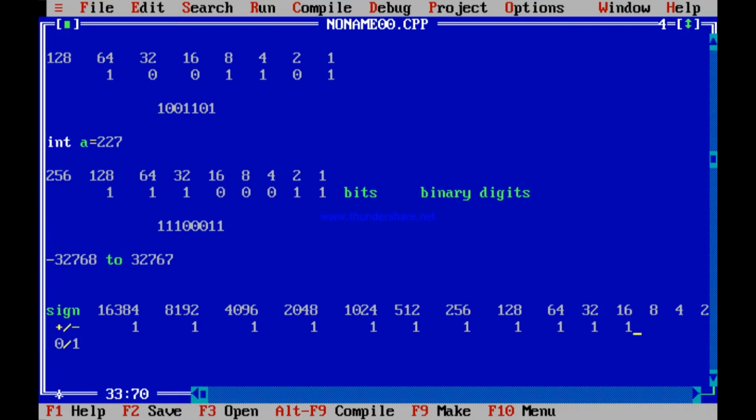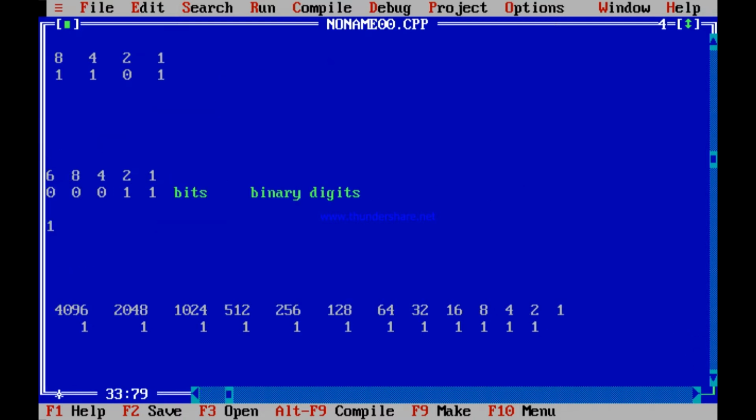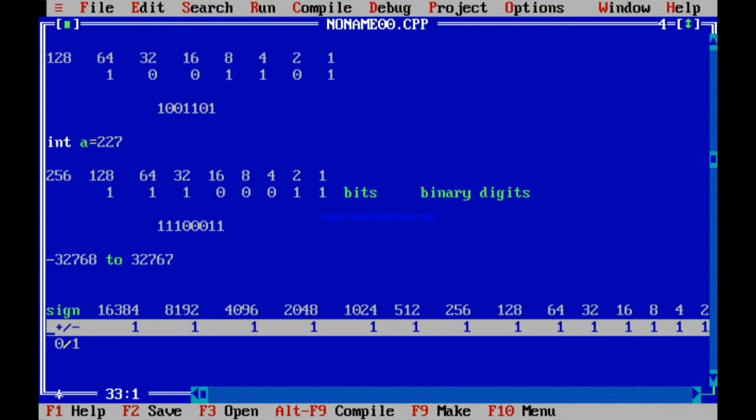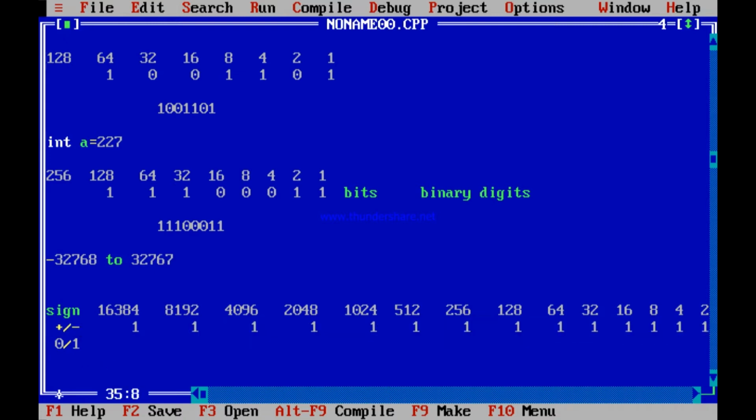Out of 31, 16 fitted, so 15 remaining. 8 fitted, 7 remaining. 4 fitted, 3 remaining. 2 fitted, 1 remaining, 1 fitted. So the entire number has been represented. And what is the number? All 1s, 15 1s, and a sign bit which is 0 to indicate that it is a positive number.